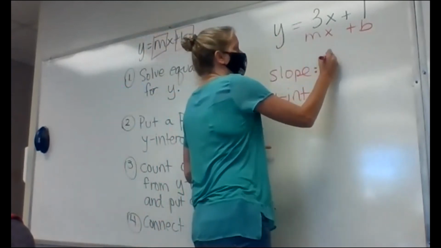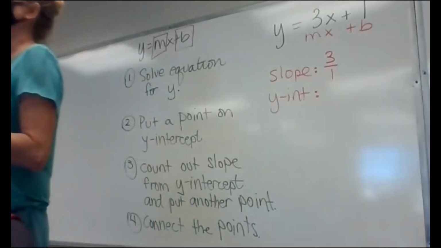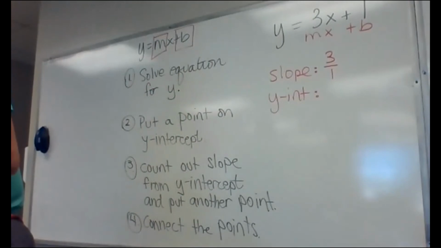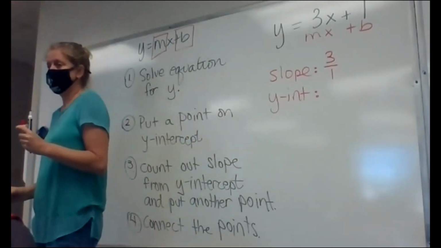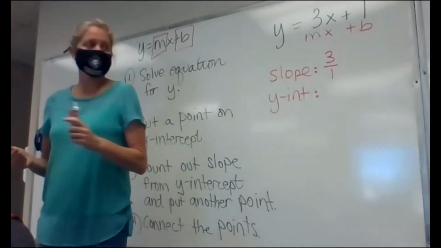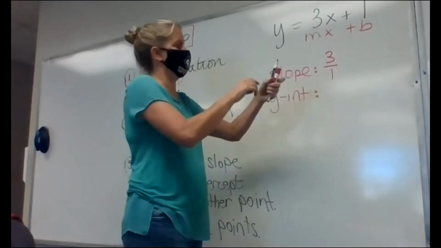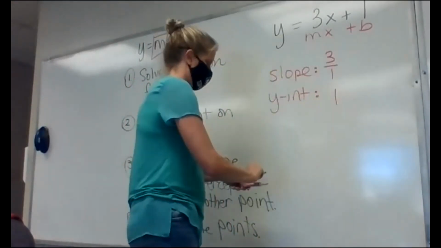3. If your slope is a whole number, put it over 1. Your slope needs a rise and a run. It needs a top and a bottom. So if it's a whole number, put a 1 underneath it. What's my y-intercept? What's the number not hooked onto the x? 1. That's all I need to know.